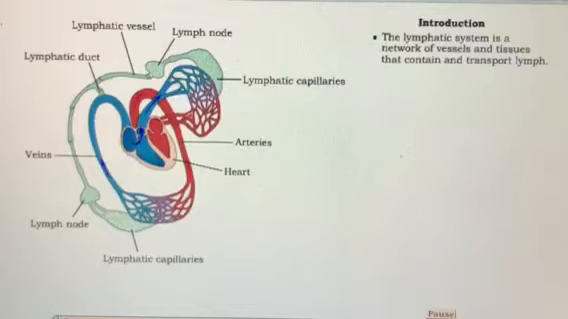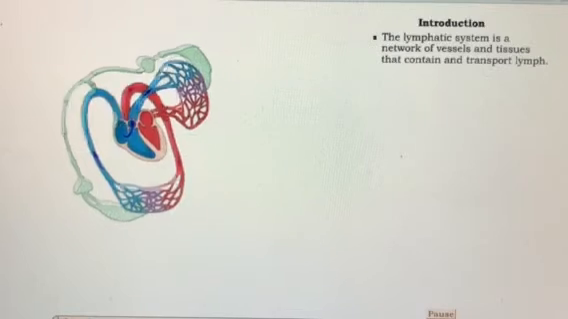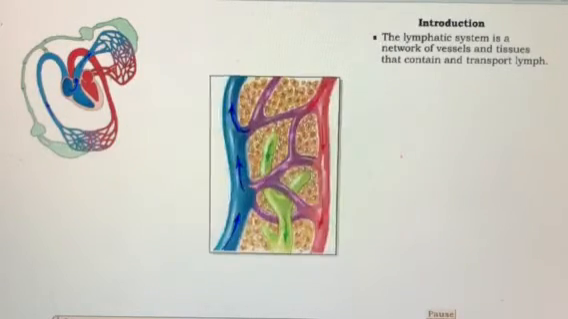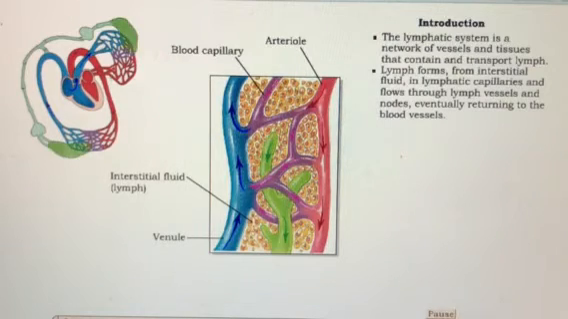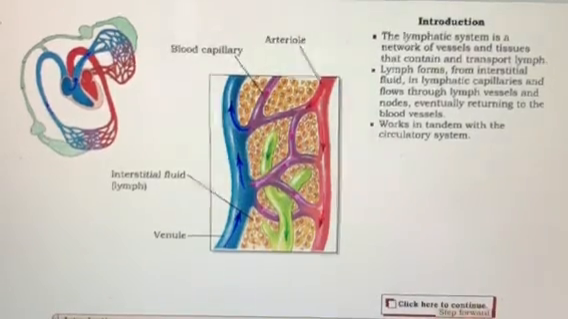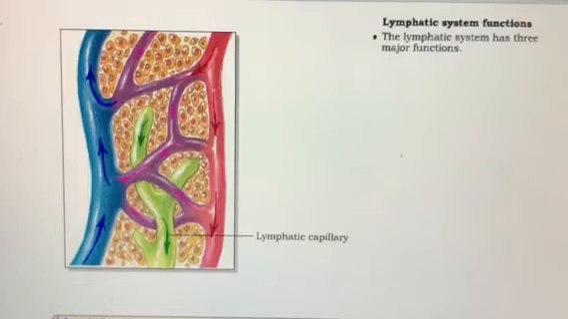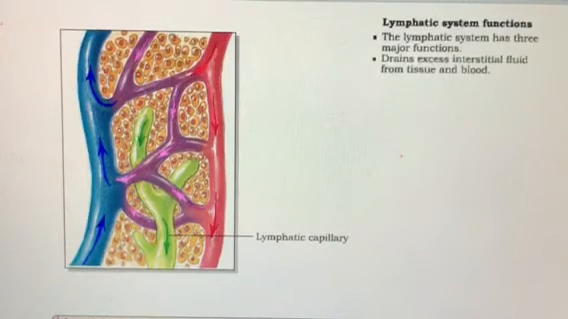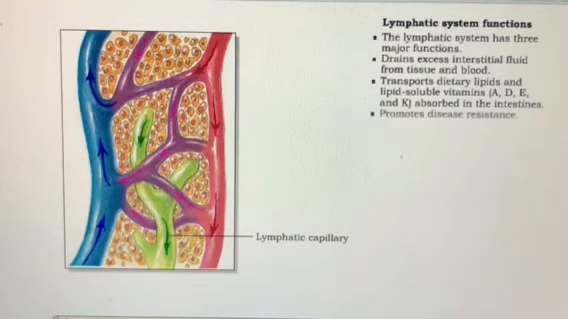The lymphatic system consists of a network of vessels and tissues that contain and transport lymph. Lymph forms from interstitial fluid in lymphatic capillaries and flows through lymph vessels and nodes, eventually returning to the blood vessels. It works closely with the circulatory system and is structured similarly, with its own capillaries and vessels. The lymphatic system has three primary functions: draining excess interstitial fluid from tissue and blood, transporting dietary lipids, and promoting disease resistance.